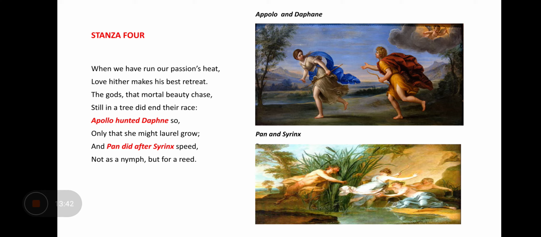For instance, god Apollo ran after the nymph Daphne not in order that he should hold a woman in his embrace, but she was transformed. Similarly, god Pan hotly pursued the nymph Syrinx, not in order to satisfy his lust, but because he wanted to get hold of a reed into which that nymph was to be metamorphosed. So these are the two allusions we find in this stanza of the poem.